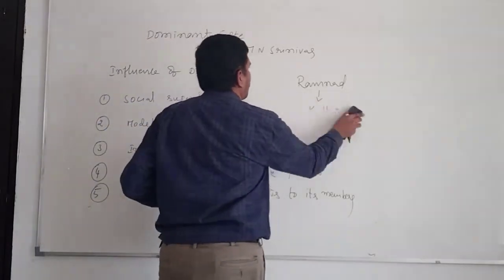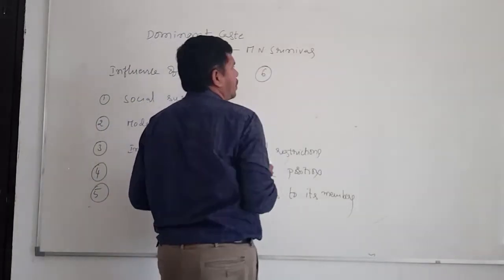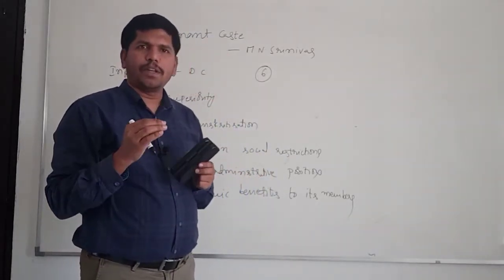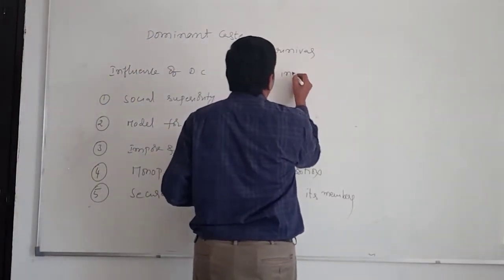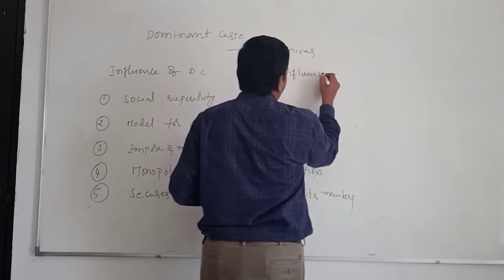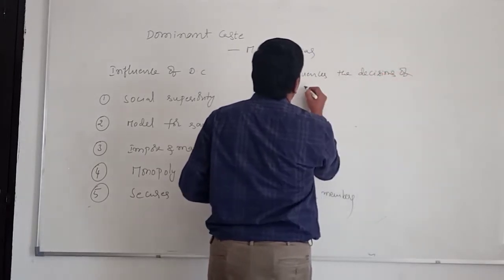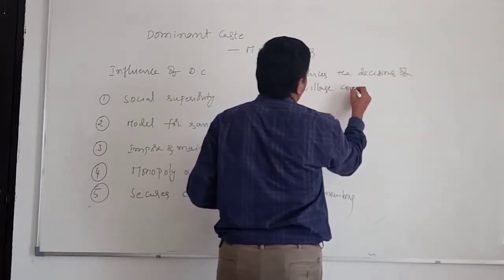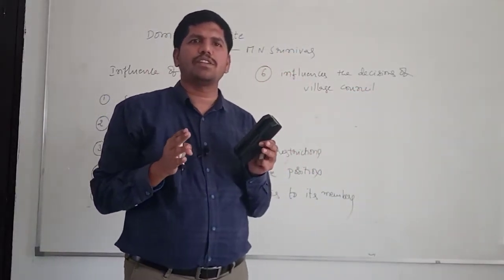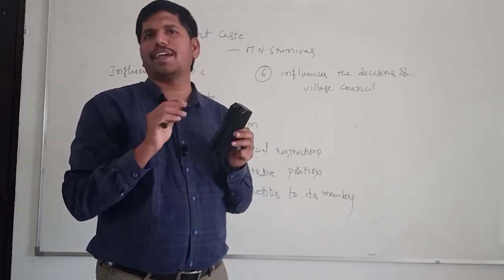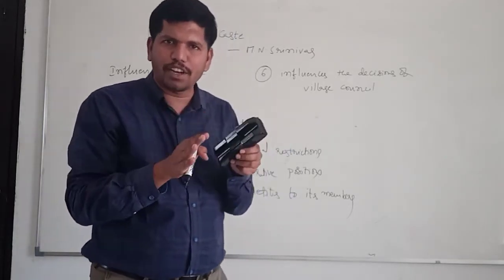Apart from this, the dominant caste influences the decisions of the village council, like that of the caste council. What is the function of a caste council? To settle the disputes among the members of a particular caste. Similarly, a village council settles the disputes among the members of a particular village.